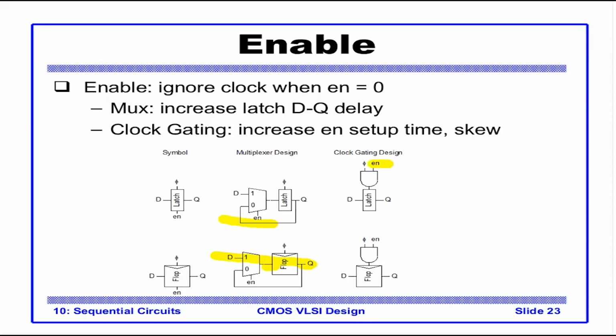The second implementation is gating the enable with clock. So when we gate the enable with clock, this is an AND gate. When enable is 0, the clock is always 0 on a latch or a flip-flop, so nothing happens. So the path from D to Q is off. Whenever enable is 1, it behaves like a normal latch or a flip-flop.